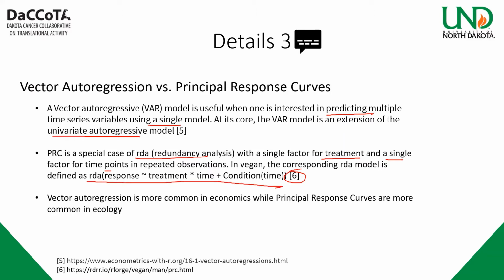So maybe what that means more on a non-technical level is vector autoregression is usually pretty common in economics. Like you're looking at the change in stock price of one commodity versus another one, where principal response curves is more common in ecology, where you're looking at treatments over time. So hopefully that's at least a bit helpful.